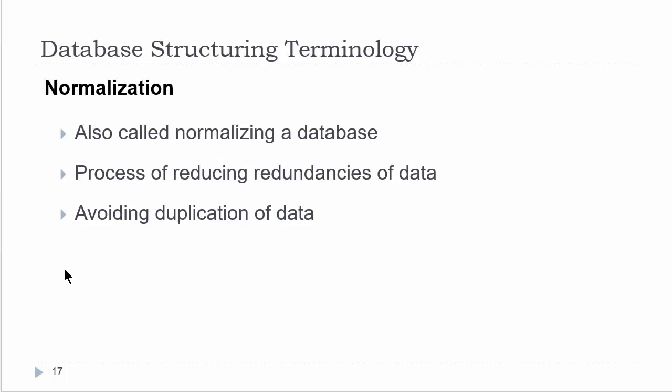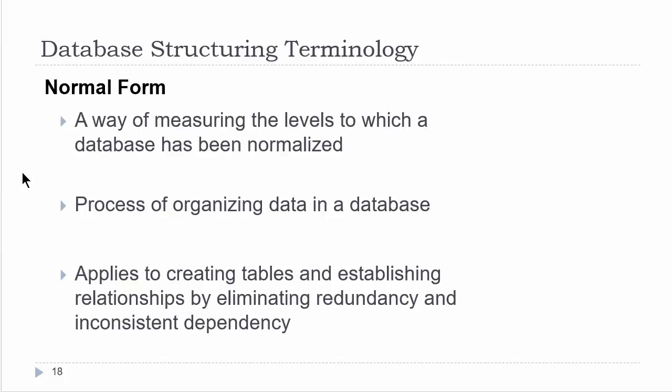There is some database structuring terminology that you need to be aware of. First is this concept of normalization. You might hear it referred to as normalizing a database. And this is the process of reducing redundancies, which avoids duplication of data. You might hear some references talking about 3 normal forms, others talking about 5 normal forms. So we have this concept of a normal form as a way of measuring the levels to which a database has been normalized. So it's a process of organizing data, which applies to how we create tables and establish relationships in order to eliminate redundancy and inconsistent dependencies.